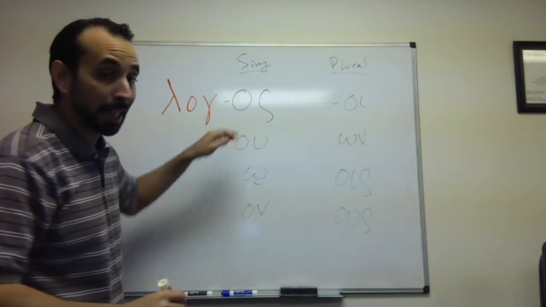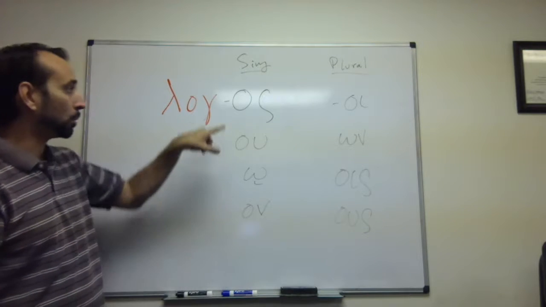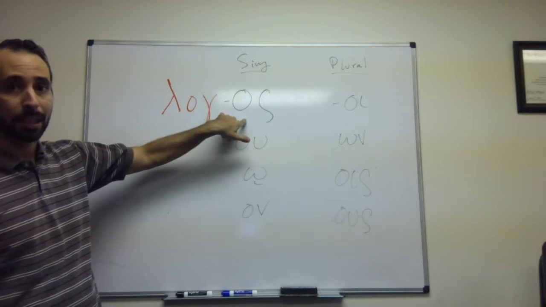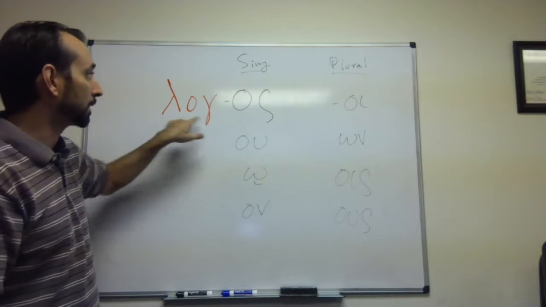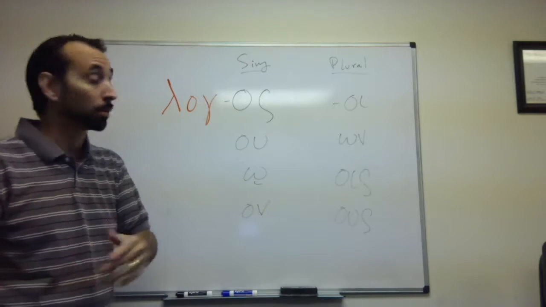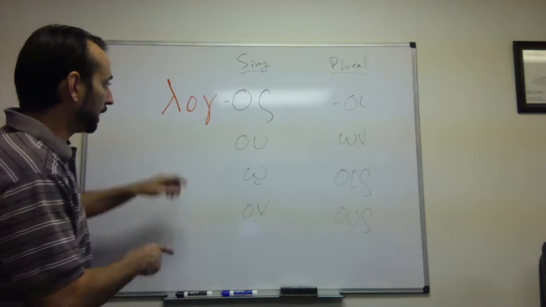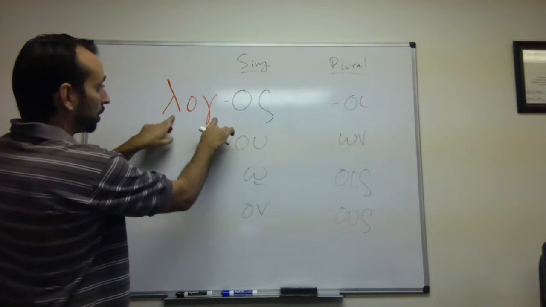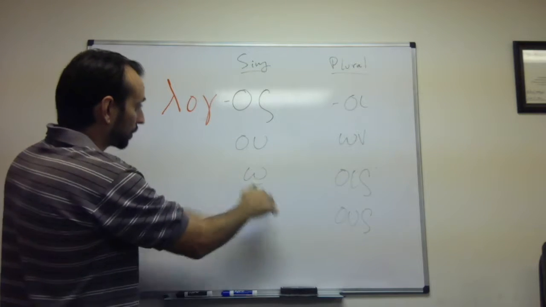And in the lexicon, in its dictionary form, it's always going to be listed as a nominative singular. If you look this up in the Greek dictionary, you're going to get it as logos, which is translated message or word. So logos is nominative singular. This is what we call the stem of the noun. This is really just the ending. And that ending is going to change.